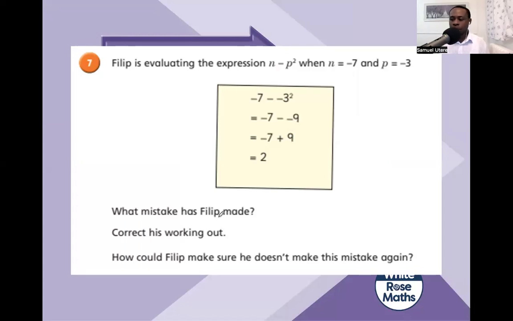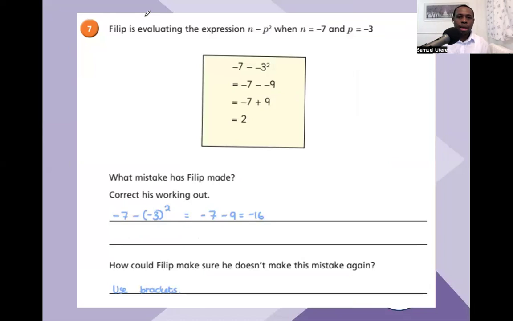Assuming you've paused the video and you've answered the questions, here are the answers. Apologies for that. Here are the answers. So here you were asked, Philip is evaluating the expression n minus p squared when n is negative 7 and p is negative 3. So you're being asked what mistake Philip has made.